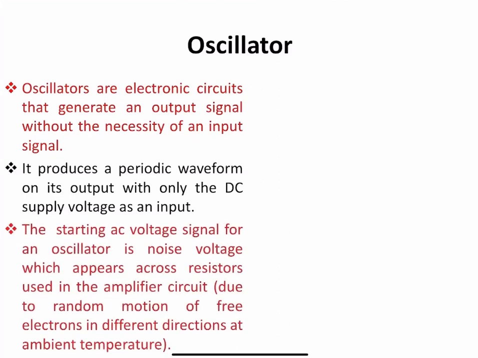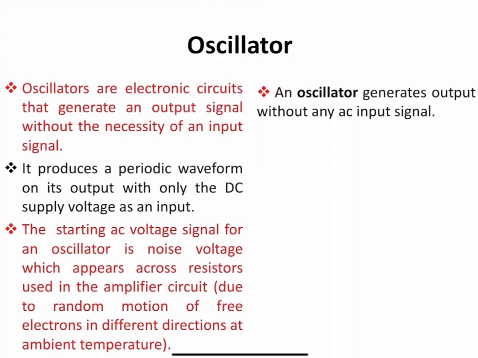Now the question is where the starting AC signal comes from. The starting AC signal is noise voltage. Noise voltage basically appears across resistors which are used in the amplifier circuit. At ambient temperature, due to random motion of free electrons in different directions, voltage appears across the resistors. That voltage is known as noise voltage. This noise voltage consists of infinite frequency components, and it is of very low amplitude, in the range of microvolts. So an oscillator can generate output without any AC input signal.